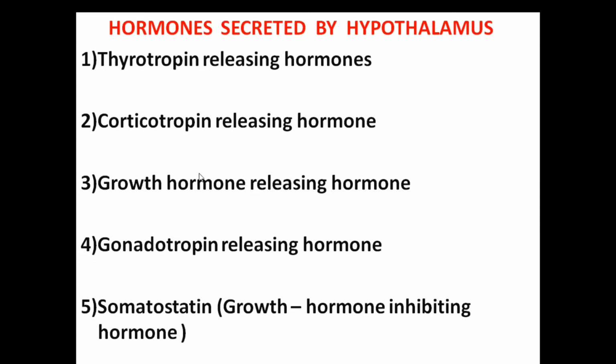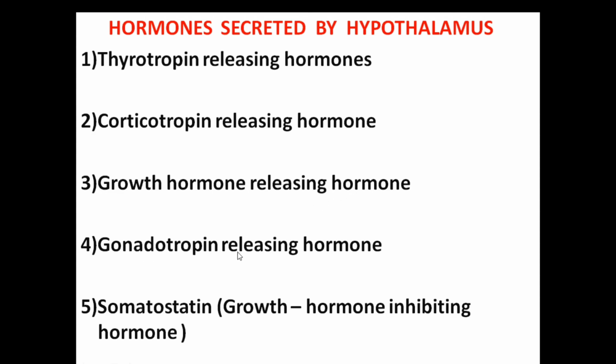First one, thyrotropin releasing hormone. It stimulates the anterior pituitary, and this anterior pituitary will secrete thyroid stimulating hormone which stimulates the thyroid gland to secrete thyroid hormones. Second one is corticotropic releasing hormone, which stimulates the anterior pituitary to release adrenocorticotropin. And third one is growth hormone releasing hormone, which will help to synthesize and release growth hormone.